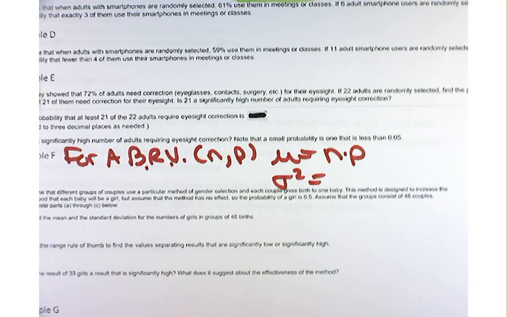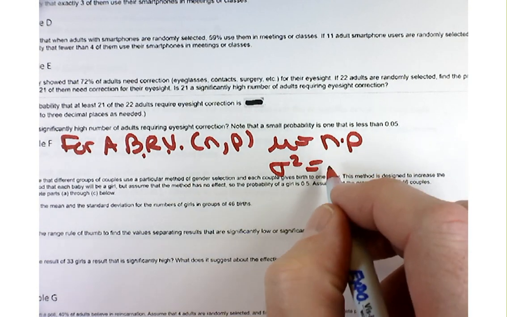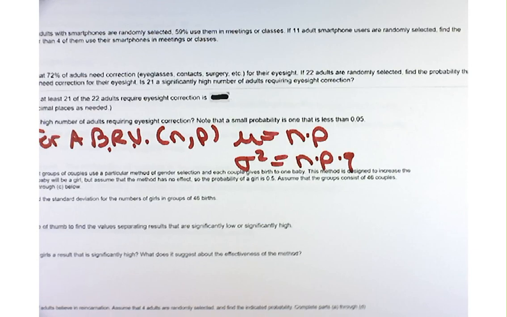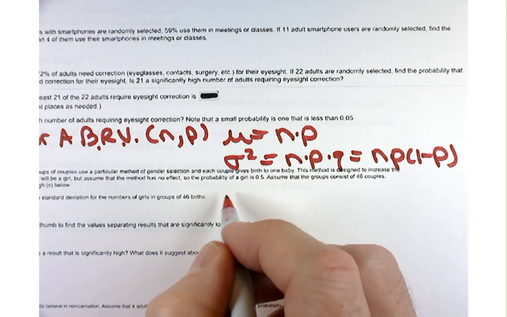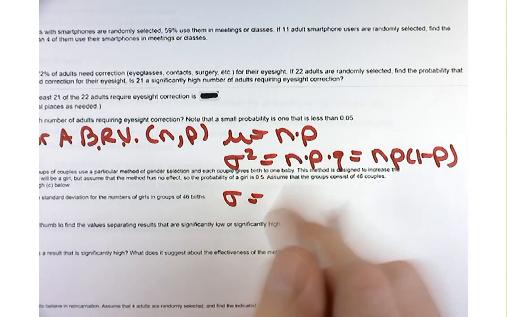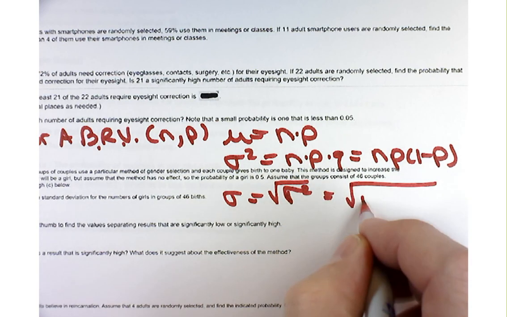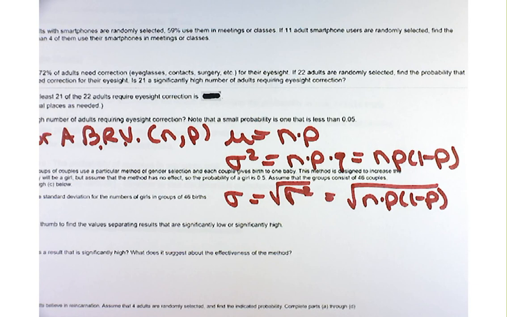What's this symbol? Sigma squared. Variance. So the variance is n times p times q. What's q? 1 minus p. Good, so 1 minus p. And the standard deviation is just the square root of sigma squared, which is going to be the square root of n times p times 1 minus p, or n times p times q. So what's going to be the standard deviation then for the number of girls in this experiment?